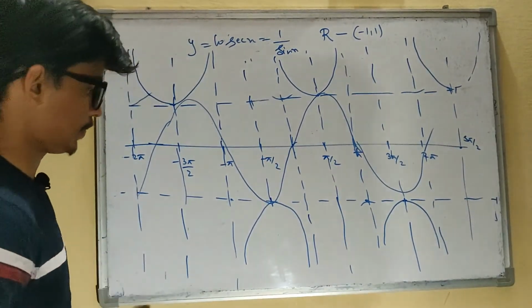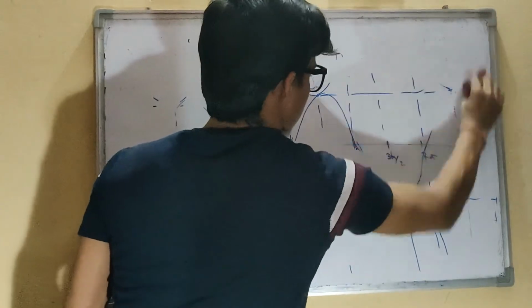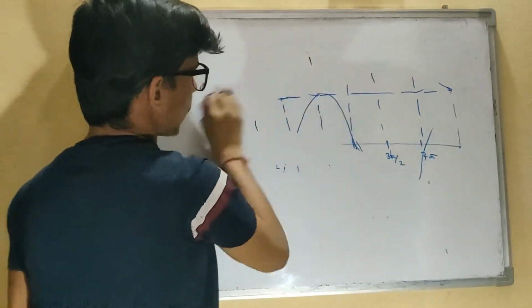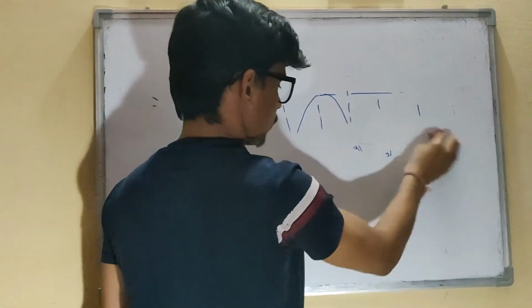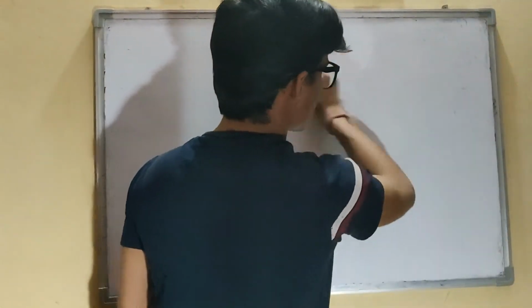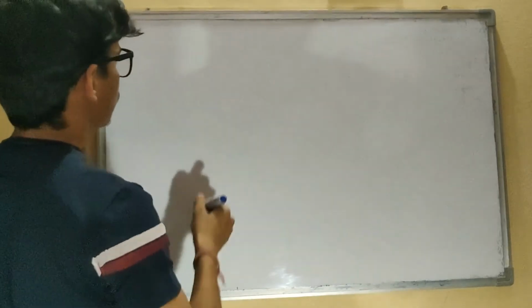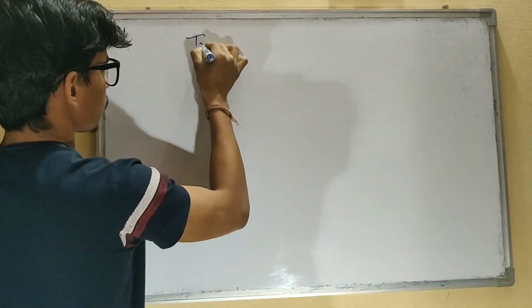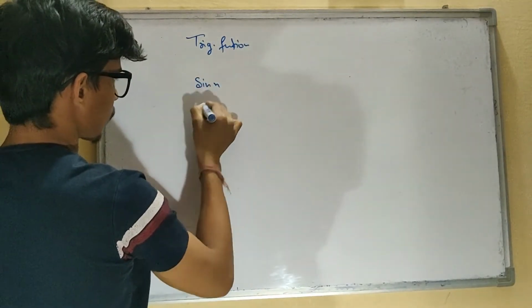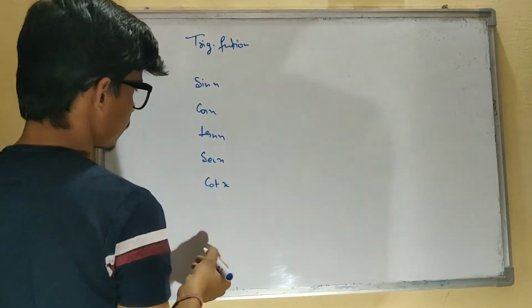Okay, so something you should know. The trigonometric functions: sin x, cos x, tan x, sec x, cot x, and cosec x.